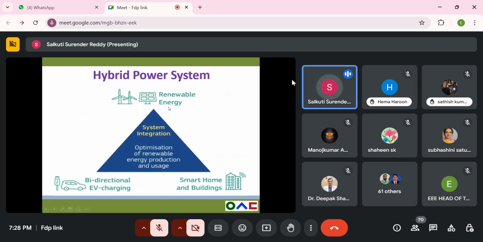So in a hybrid power system, we have renewable energy, bidirectional EV charging, and also smart homes and buildings. We have different components, and we need to integrate all of them into the system. So we say it is system integration. Once you have the system integration, you need to optimize renewable energy for production as well as usage. So there is a requirement for optimization.